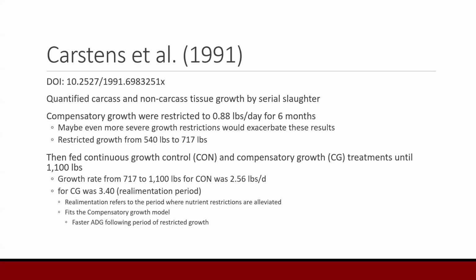This result, where these slow-grown cattle had faster rate of gain during the finishing period relative to the control, kind of really fits our compensatory growth model, right? We have animals that are more efficient after they are realimented. Okay. Questions so far?